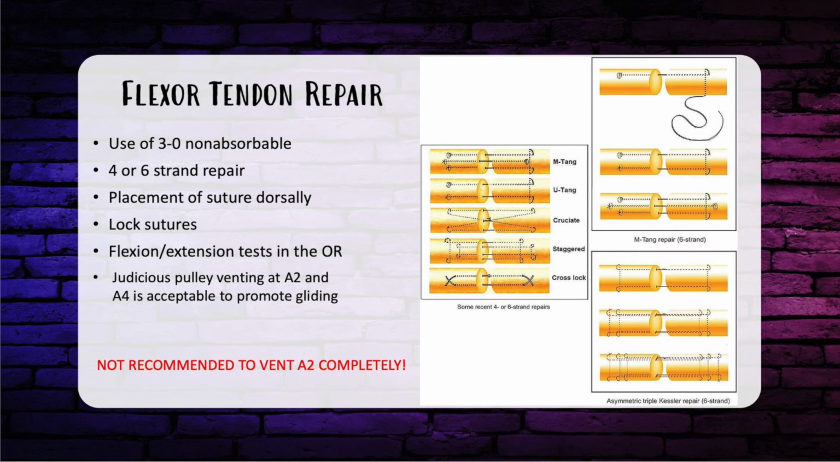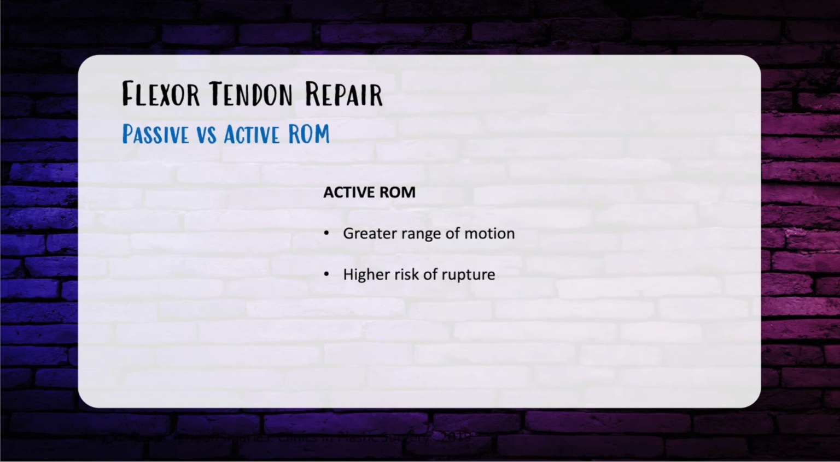In terms of post-op rehab, there's a bit of a paradigm shift. It used to be thought that immobilization was the way to go, but now we know that early rehab is important. The goal of early rehab is to decrease adhesions to improve tendon excursion and gliding. And then in terms of rehab, there's the question of passive versus active range of motion.